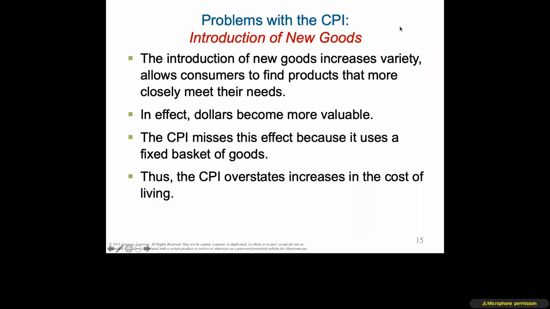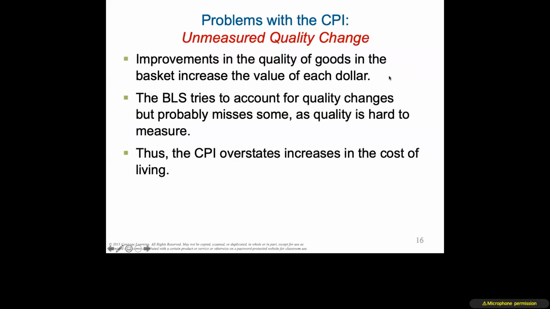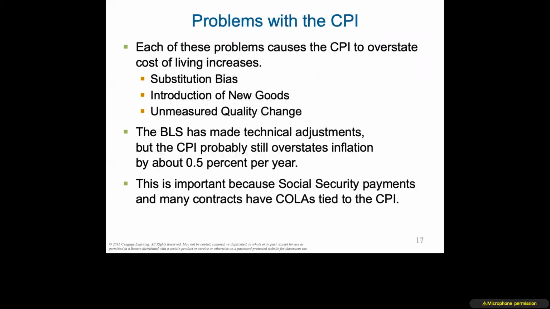It also doesn't take into account any new goods. Because we set our market basket and that becomes the market basket, if consumers find products that more closely meet their needs, they may move away from a product that is already in it. So it misses this effect. So it overstates the increase in the cost of living. The third problem with the CPI is unmeasured quality changes. For instance, it doesn't look to see whether the value of each dollar increases if there's some kind of improvement in the quality. It accounts for some changes, but it doesn't account for many.